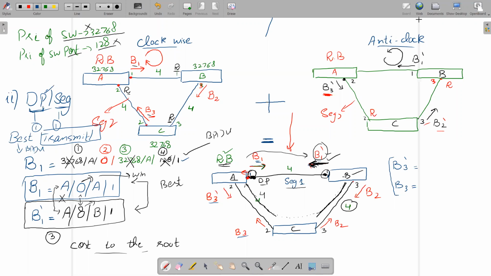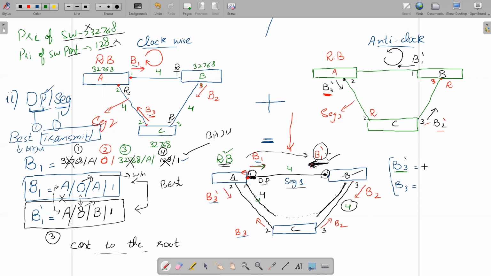Mohammed, perfect. Perfect. Okay, that's all, guys. Okay, so most of the people are absolutely right. So what about the B3 dash?